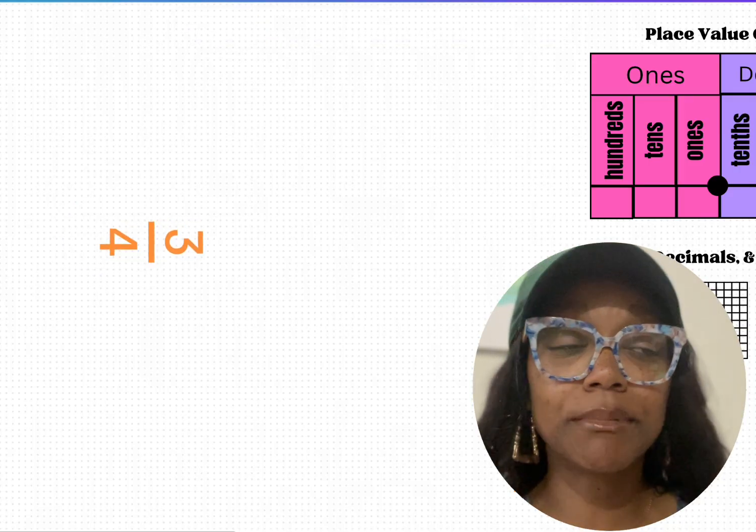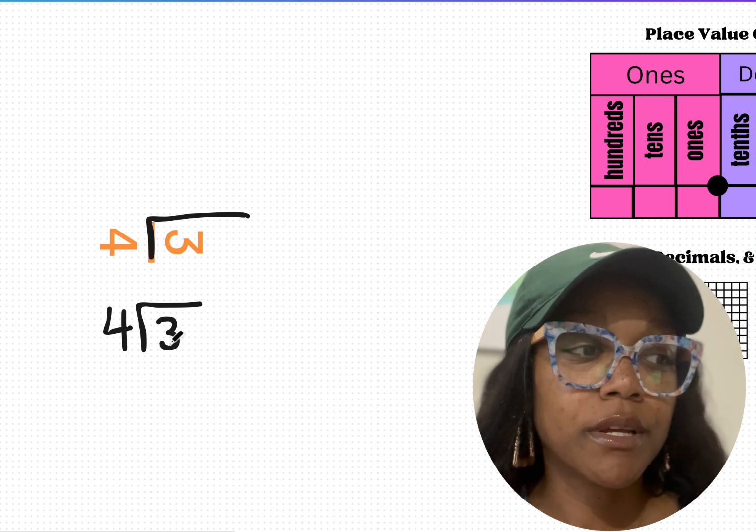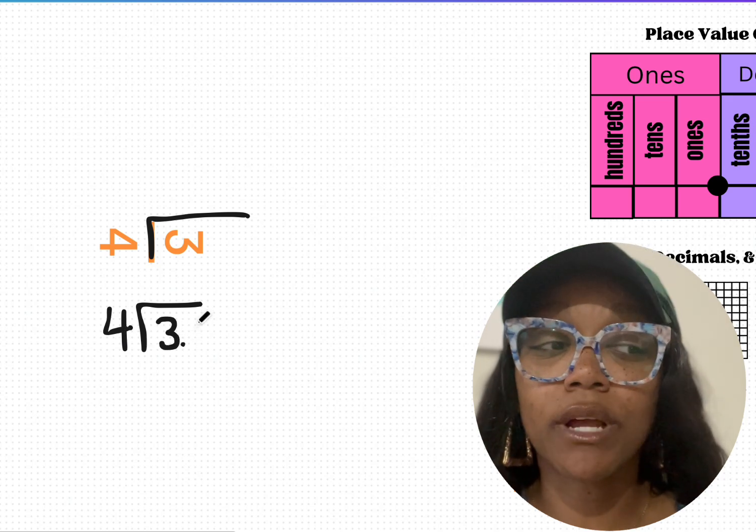Because 3/4 is the same thing as 3 divided by 4. So you want to make sure they have the right dividend and the right divisor. So 3 is going to be your dividend and 4 will be the divisor. 3 divided by 4, and I'm going to add the decimal and a 0 because I know 4 can't go into 3.